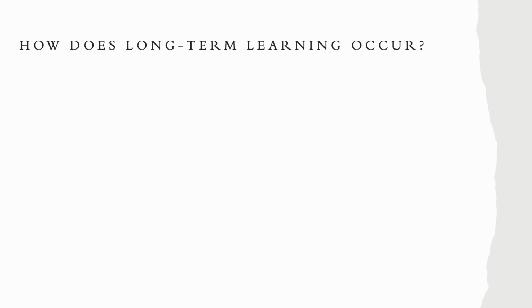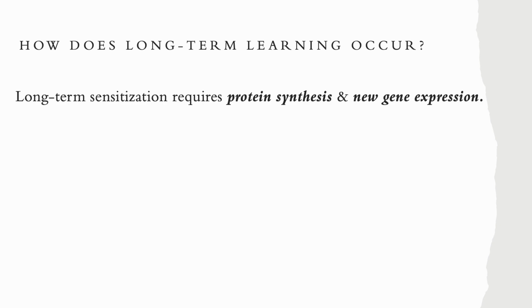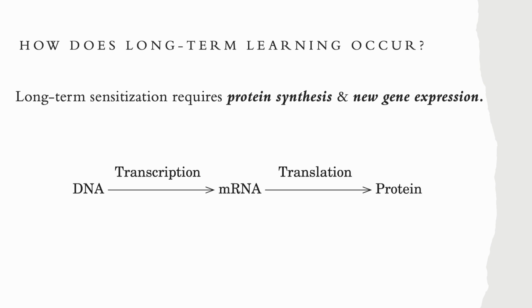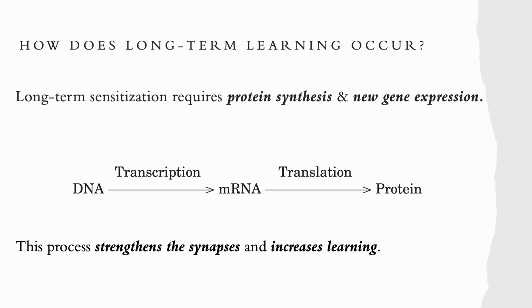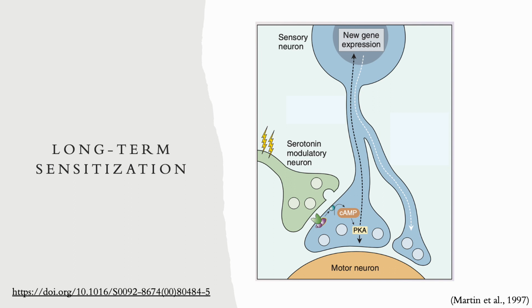How does long-term learning occur? Well, long-term sensitization requires both protein synthesis and new gene expression. Thus, we'll go back to the central dogma of biology: transcription of DNA to mRNA and translation of mRNA to protein. Remember that this process strengthens the synapses and increases learning. Thus, long-term learning or long-term sensitization can actually induce changes in gene expression. And if you want to read more about this, I've included some primary literature below.